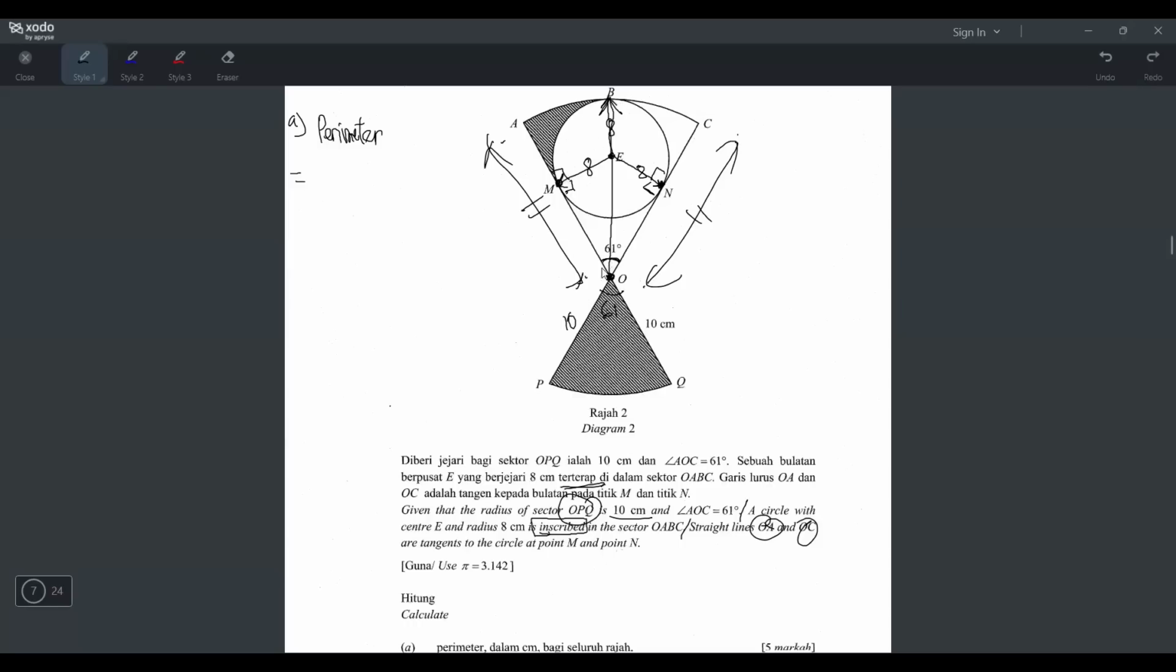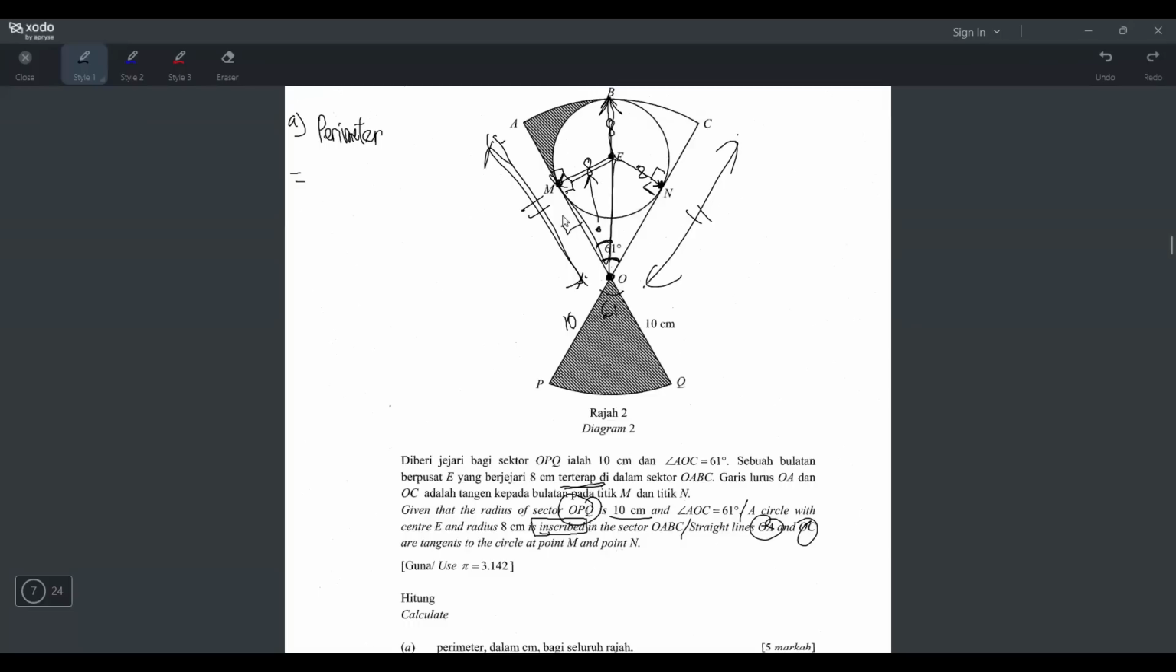And why I use OB to find OA is because you can use a right angle triangle. If you go OA like this, it's very difficult to find the OA length. But you can use a right angle triangle, because you have this angle here, just take 61 divided by 2 and you can use sine.